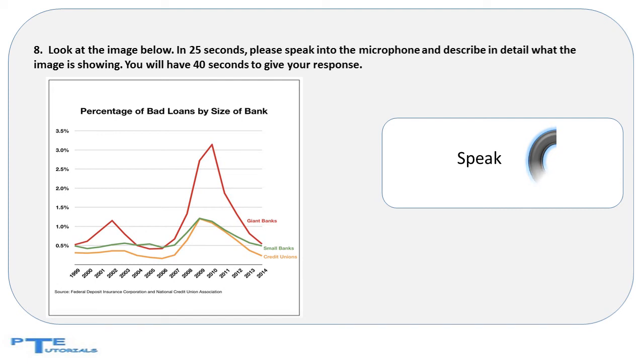Small banks had a flat 0.5% as bad loans, and this increased to 1% from 2007 to 2010 before falling back to 0.5%. Credit union had a lower percentage of bad loans as compared to other banks.